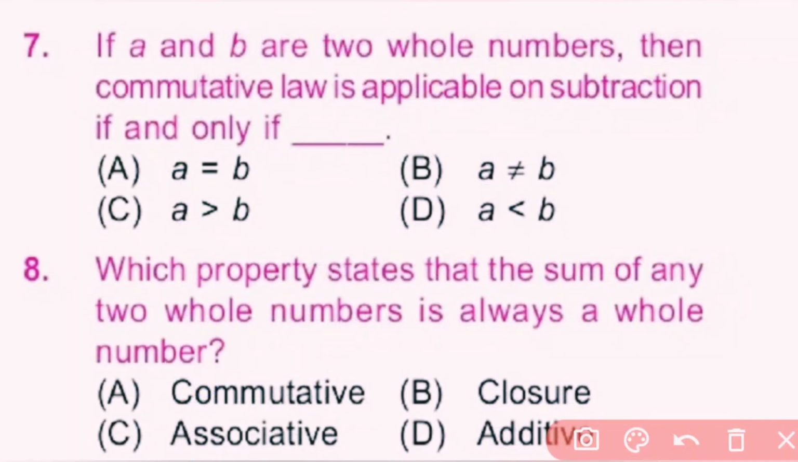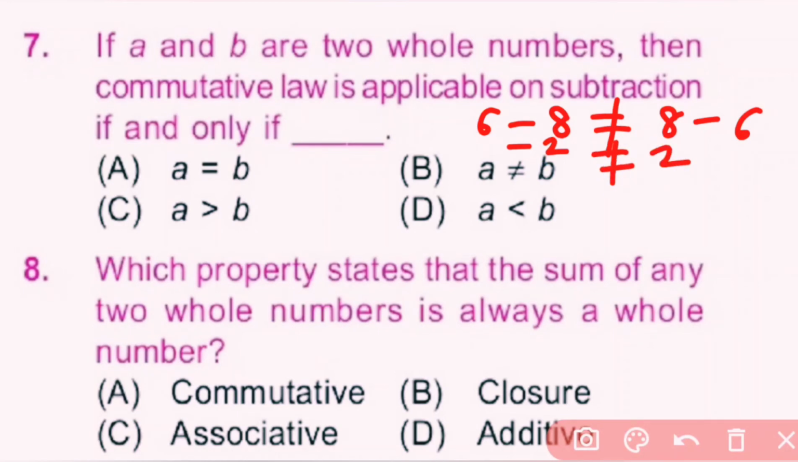Question number 7. If A and B are two whole numbers, then the commutative law is applicable on subtraction if and only if dash. Subtraction of whole numbers is neither commutative nor associative. If 6 minus 8 is minus 2 and 8 minus 6 is 2, so it is not equal. So it is possible only when A is equal to B. So A is the right answer.